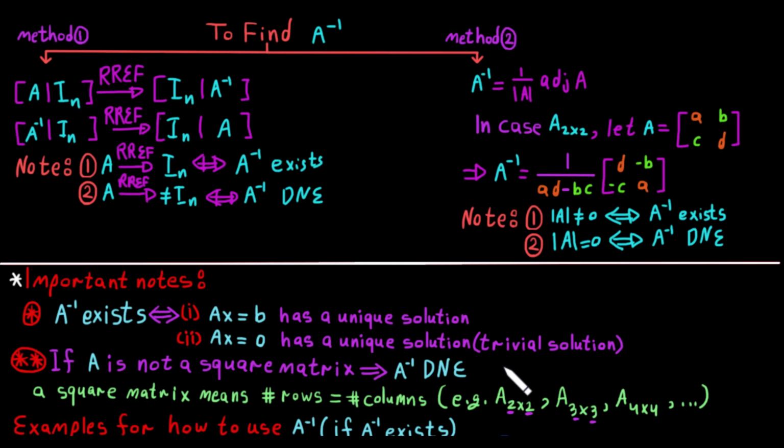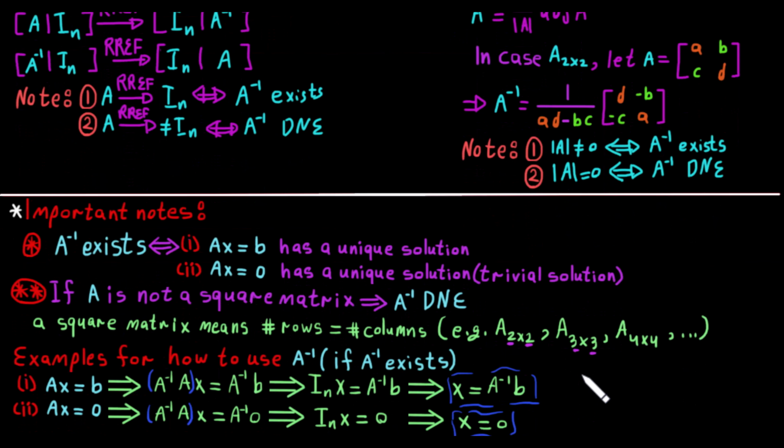For example, let's say here you have 1, 1, 3, 3, or let's say here in this matrix you have 1, 2, 3, 0, 0, 1, 2, 3, 4. So here you have 3 rows, 3 columns. The same, the number of rows equals the number of columns. Now let's go a little bit down. Example for how to use A inverse.